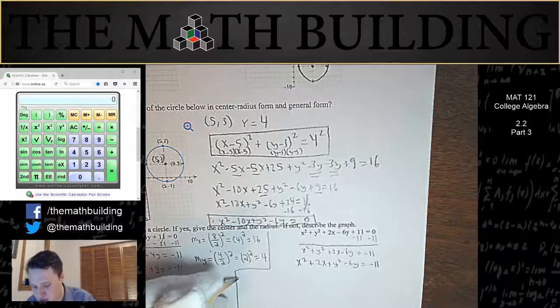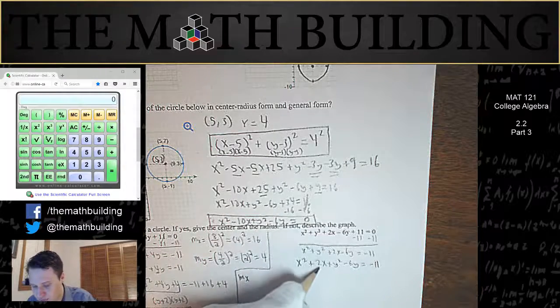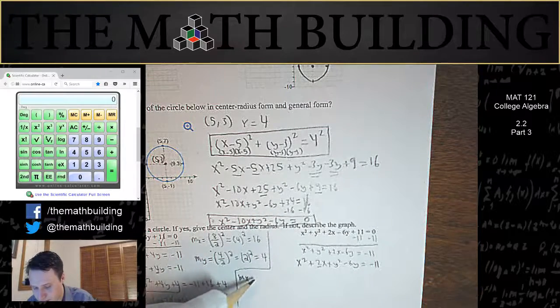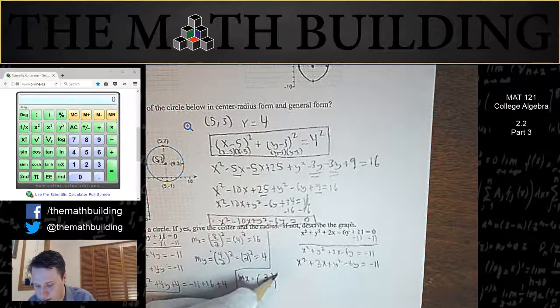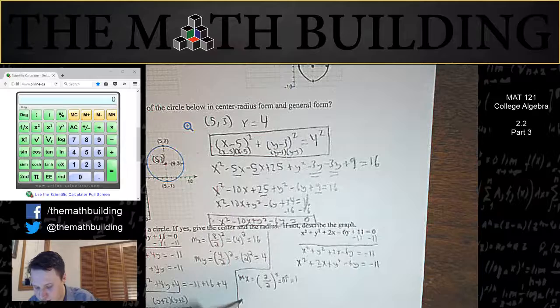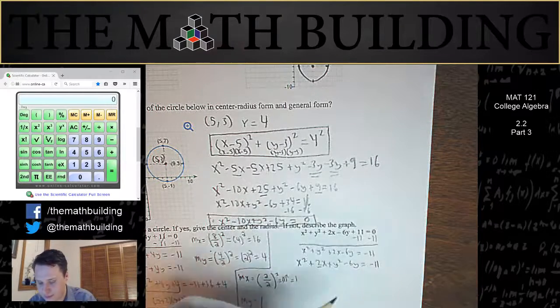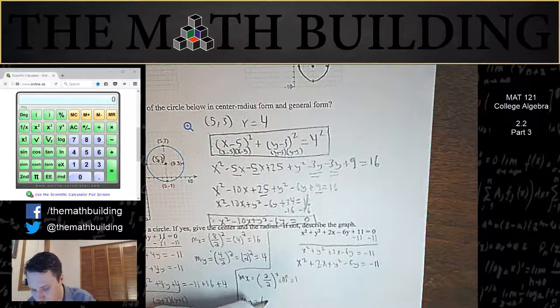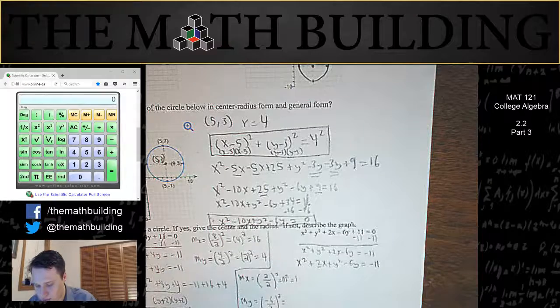Now let's find the magic number. The magic number for x, I look here. You take that number, divide it by 2, and square it, which is going to equal 1 squared, which equals 1. The magic number for y, that's a negative number, so we divide that by 2 and square it, which is going to equal negative 3 quantity squared, which equals positive 9.